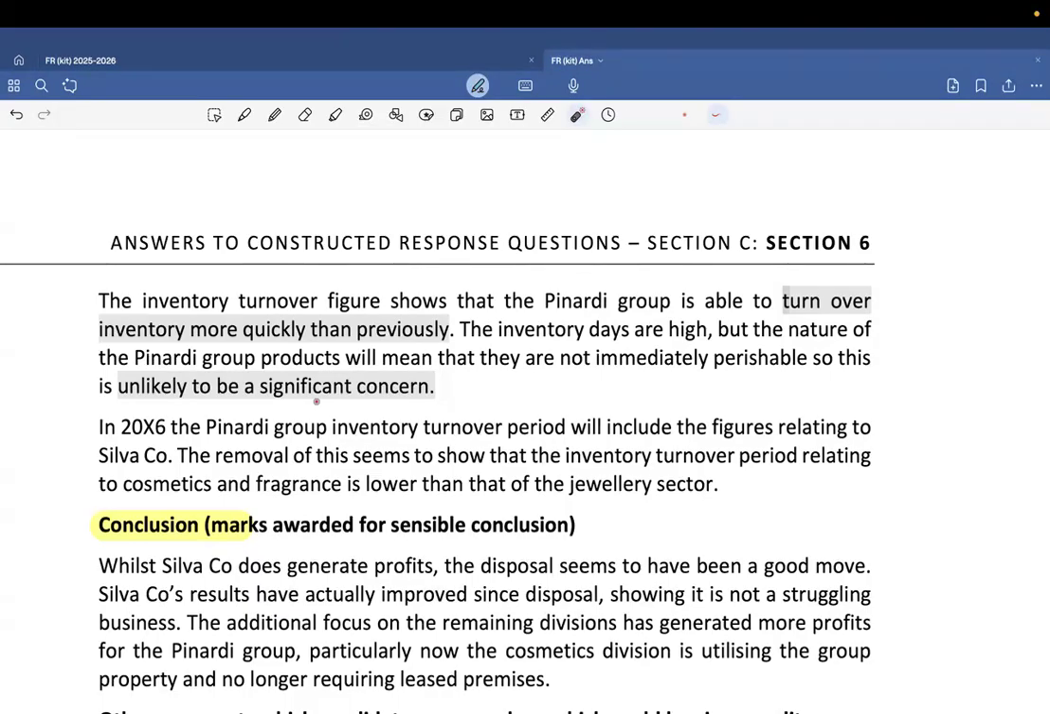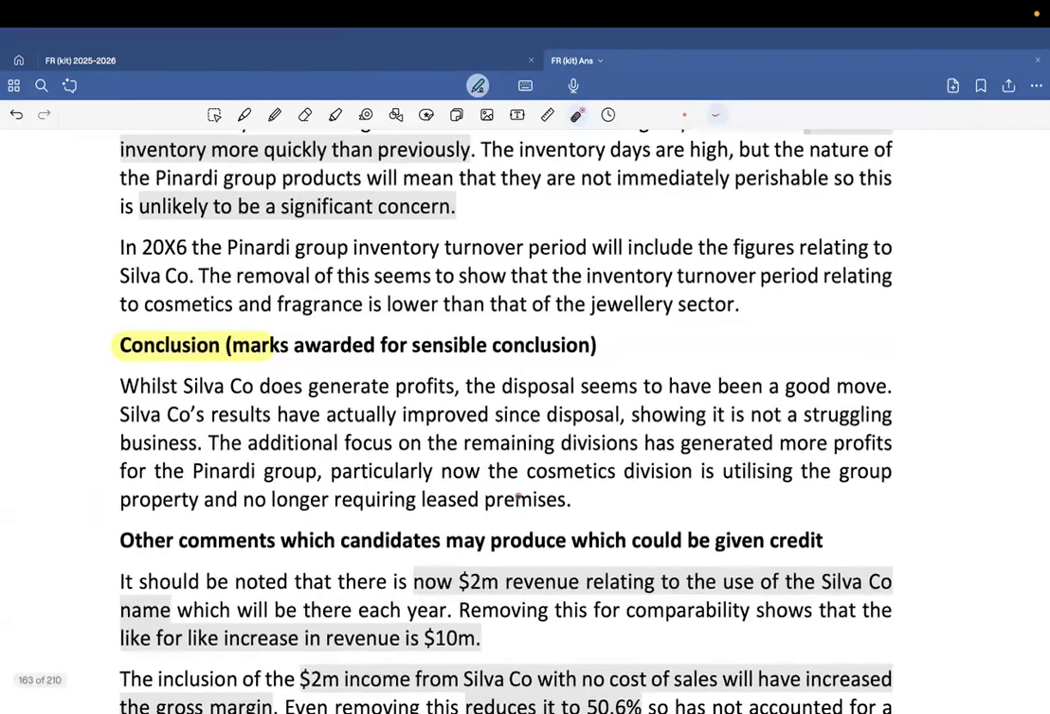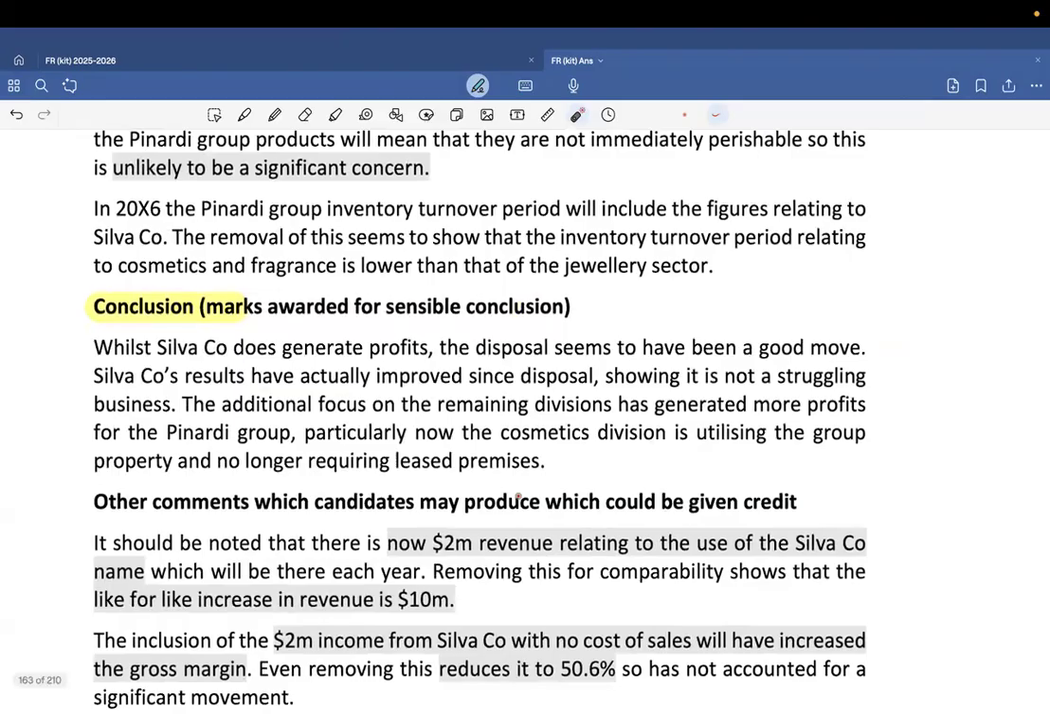We can say that, because the inventory turnover is getting low, that means the inventory is being turned into sales. So in 2006, the Pinardi Group inventory turnover period included the figures of Silva Company, hence higher. Removal has shown that the inventory turnover period is lower in relation to the jewelry sector. So the conclusion is that Silva Company does generate profit, but it is also good that Pinardi Company disposed of Silva Company.